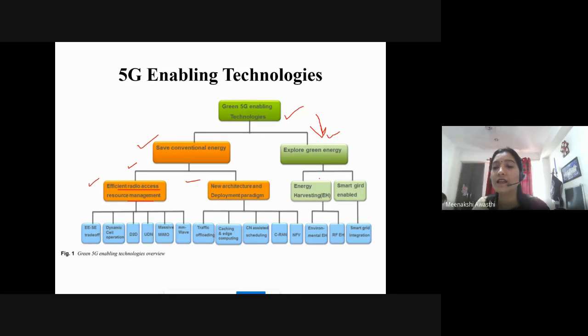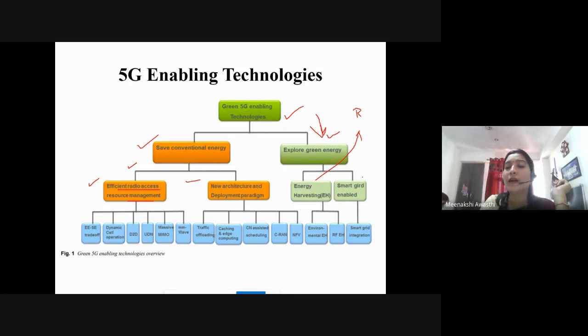So energy harvesting is the main area in which you can start your research if you want to research in the communication field of 5G. It is an emerging area. What comes under energy harvesting is first the environment energy harvesting and second the RF energy harvesting. So these are the two ways by which we can perform the harvesting of the green energy.